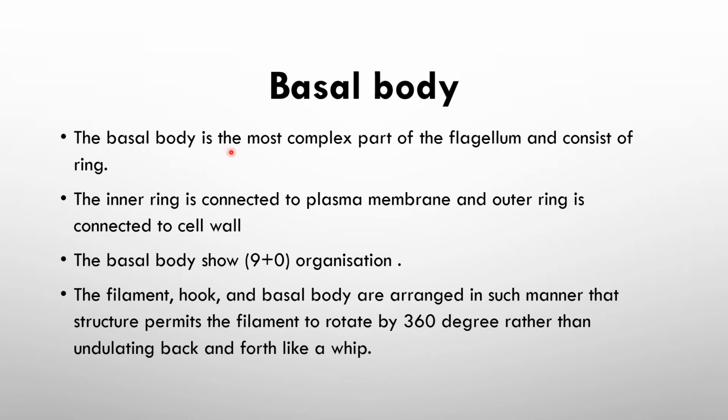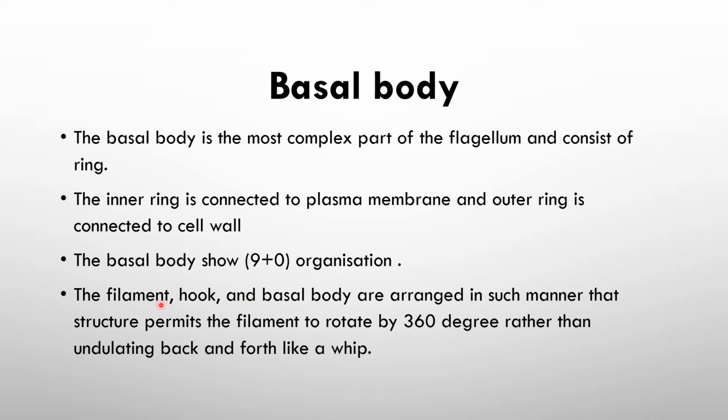The basal body is the most complex part of the flagellum and consists of rings. The inner ring is connected to the plasma membrane and the outer ring is connected to the cell wall. The basal body shows a 9+0 organization that we will discuss while discussing the eukaryotic cell.